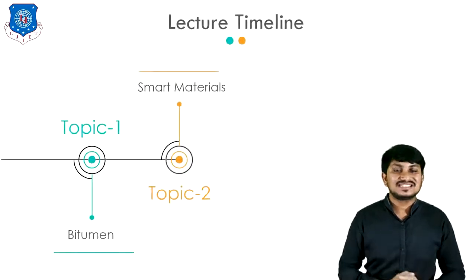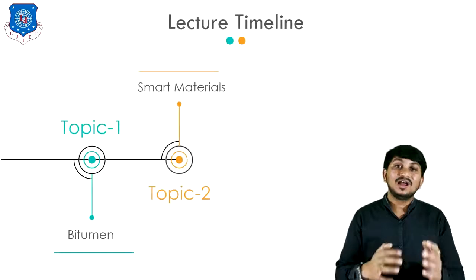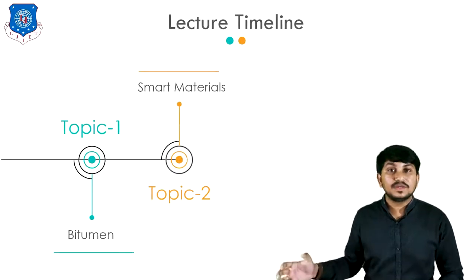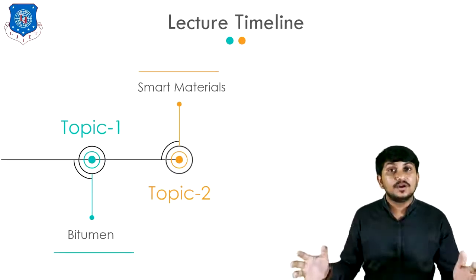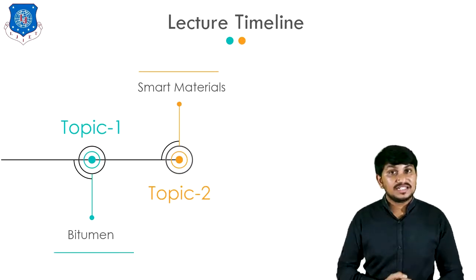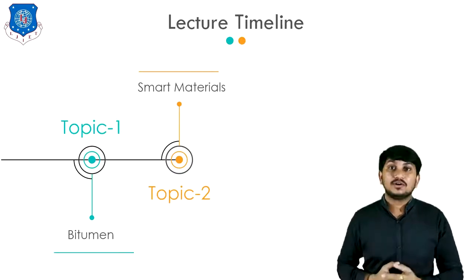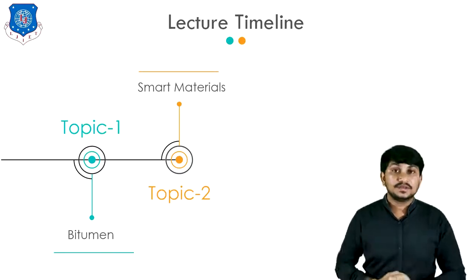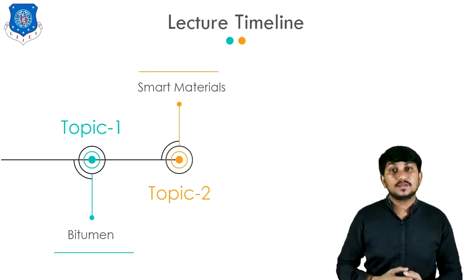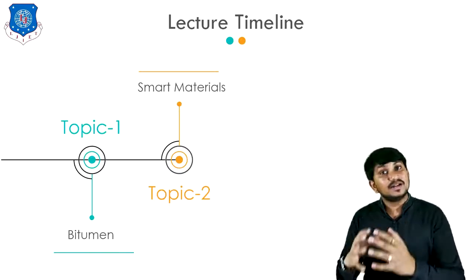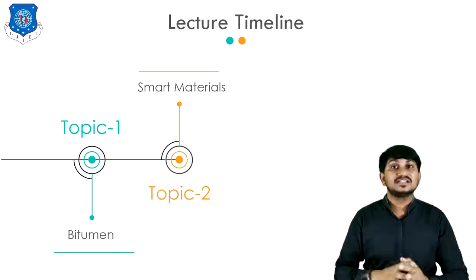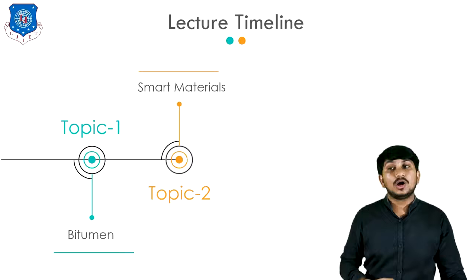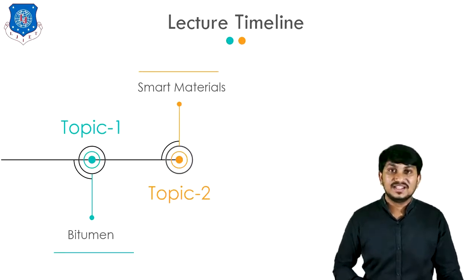That's all about this lecture. I hope you all understand what is bitumen, what are the various types of bituminous material, what are the various properties of bituminous material, what are the various uses of bituminous material, what is smart material, when this smart material can be used, and what are the various five types of this smart material. See you soon in the next lecture.